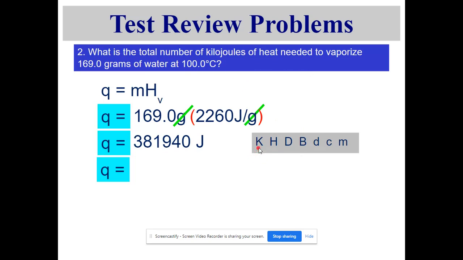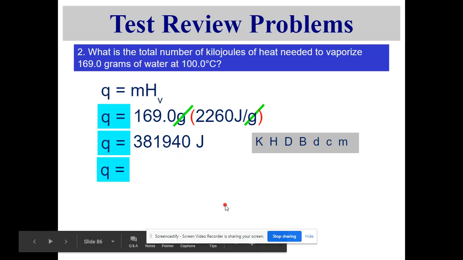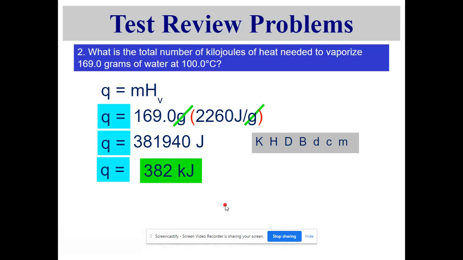Kilojoules are over here. So we're starting at the base and we have to go to the K spot. So we have to go 1, 2, 3 places to the left. Our decimal point is here at the end of the number, so we go 1, 2, 3 places to the left. So we get 381.940 kilojoules, or I rounded to 382 kilojoules.